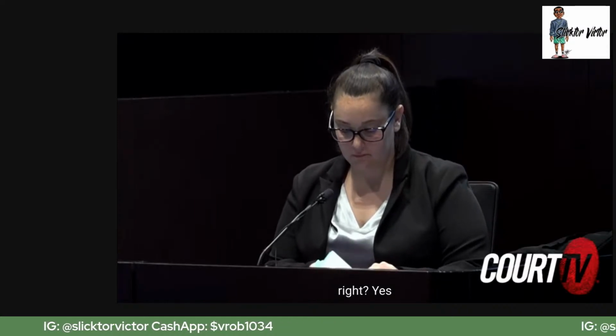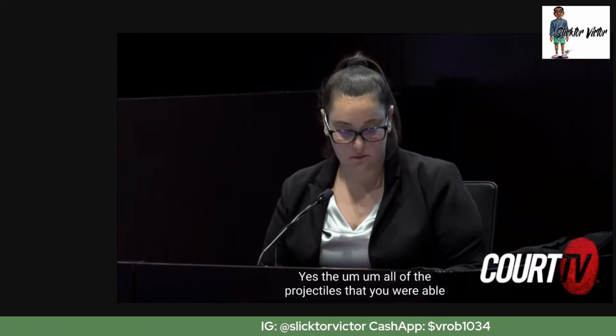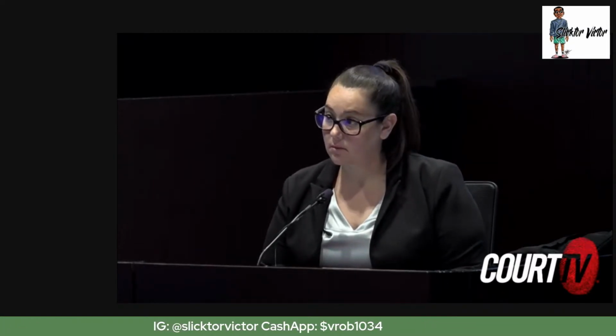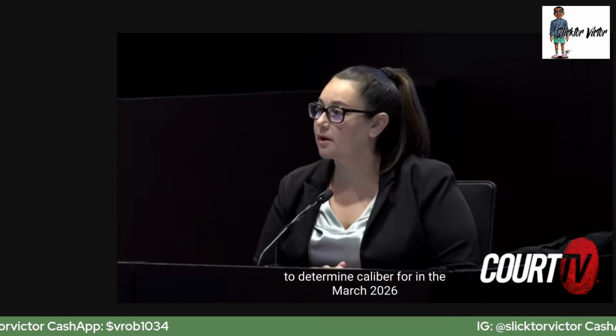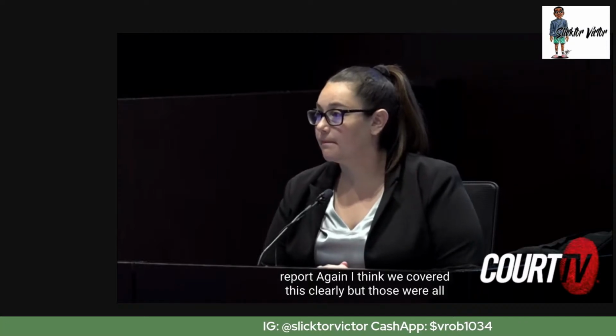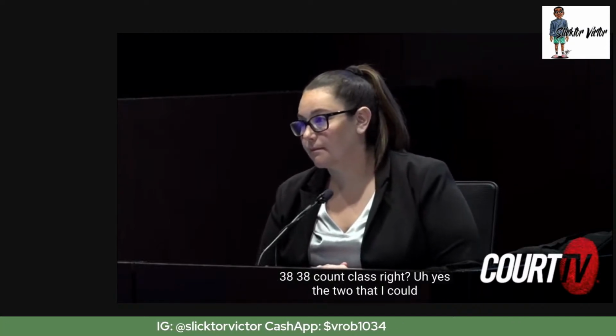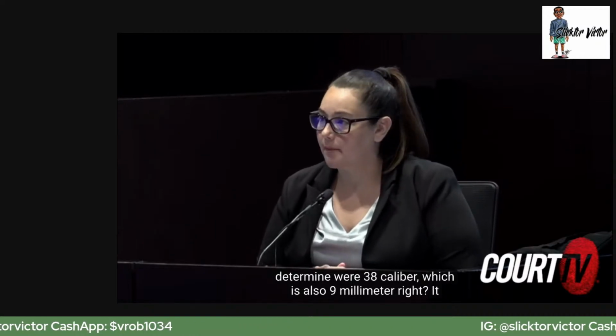All of the projectiles that you were able to determine caliber for in the March 2026 report, again, I think we covered this clearly, but those were all 38 caliber class, right? Yes, the two that I could determine were 38 caliber. Which is also 9mm, right? It could be, yes. There's no way that either one of those rifles could fire a 38 caliber class projectile, right? No, 38 caliber class would not be able to be fired in those.